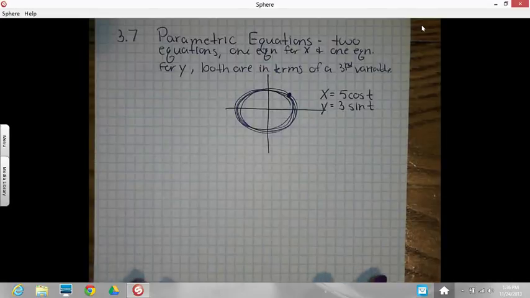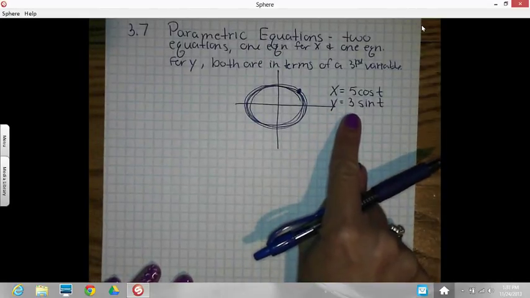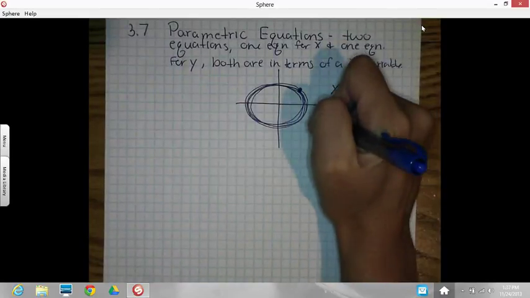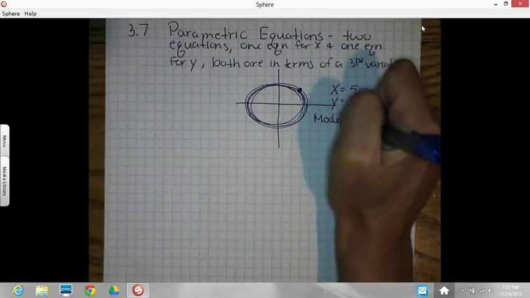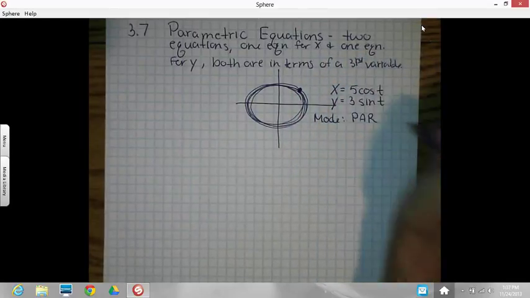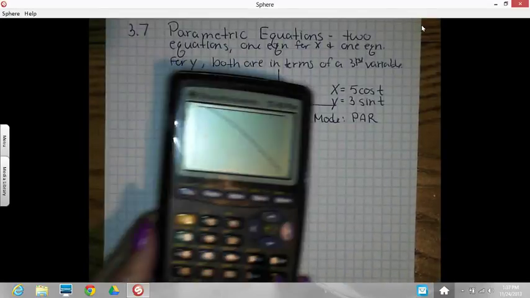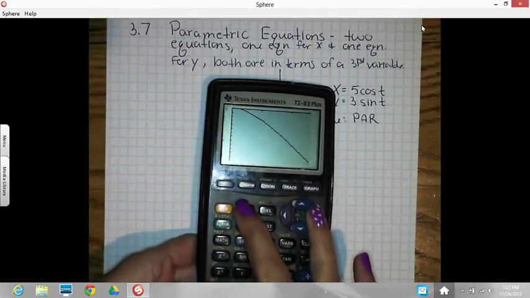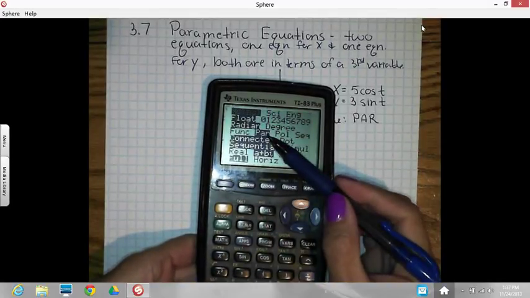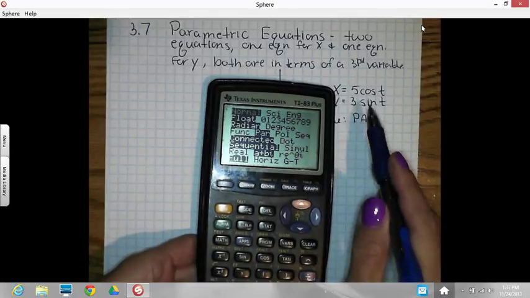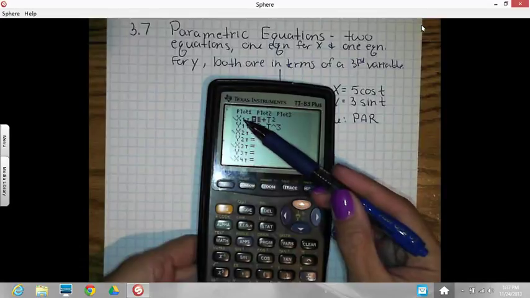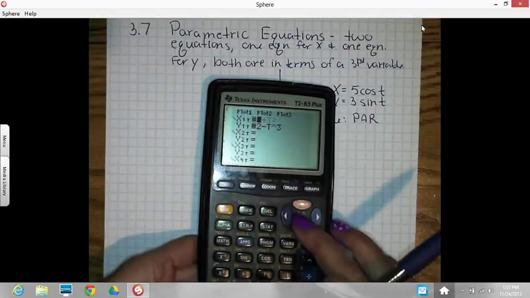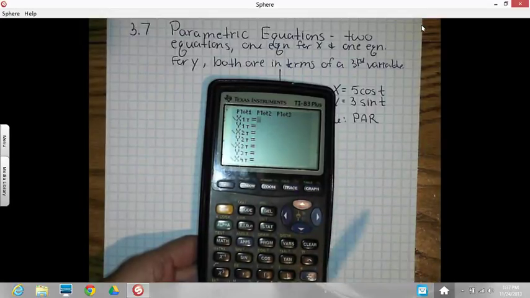So what I first want you to be able to do is learn how to graph a parametric equation on your calculator. So what you need to do is change your mode to par mode. It stands for parametric. Mode, so off of function mode into par mode. I've already done mine. And now if I'm going to graph that, I go to y equals. You'll see there's a pair of equations there in terms of t. So if I clear that out, I've got 5 cosine.